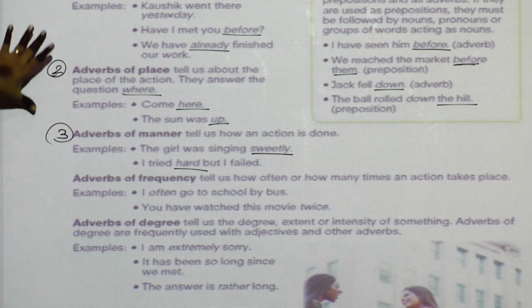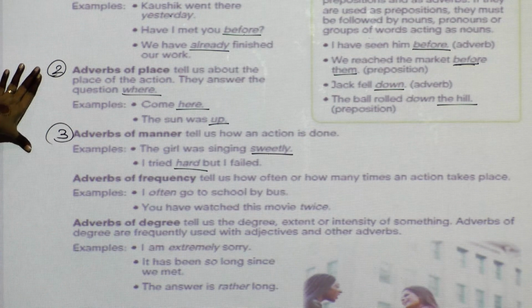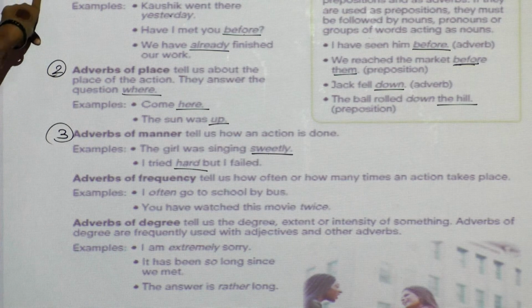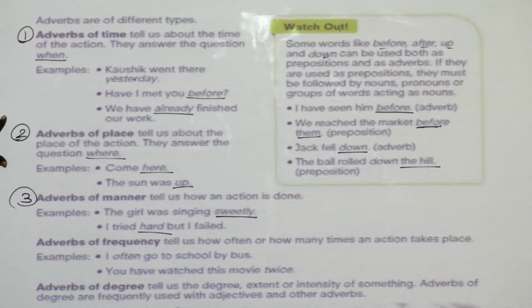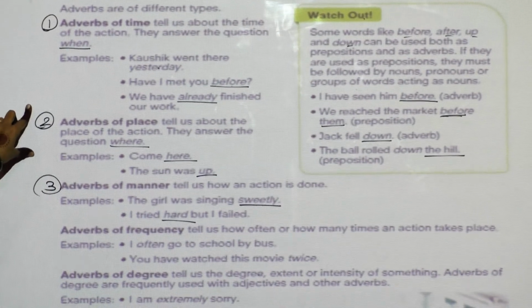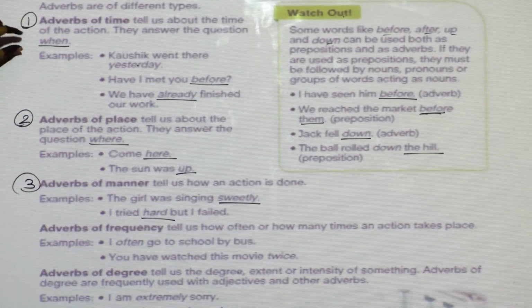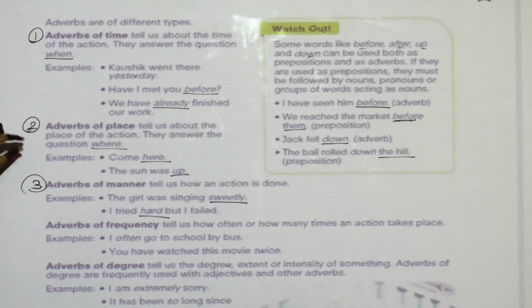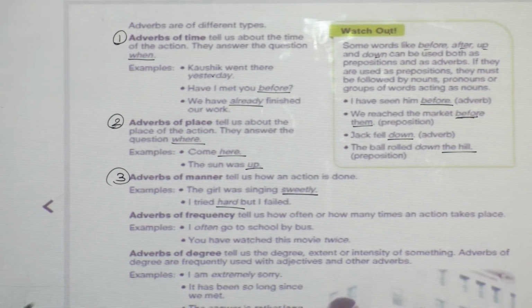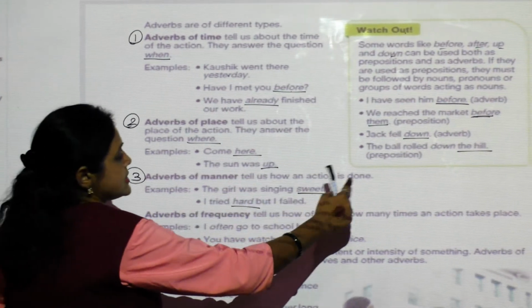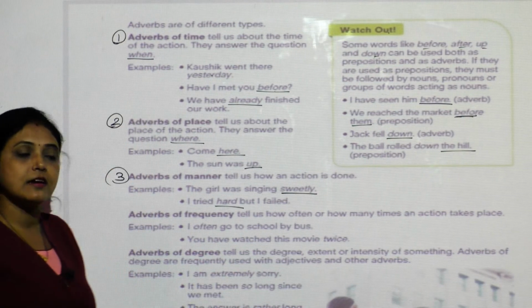We have done three types of adverbs. Adverbs of time, when you ask the question when. Adverb of place, where you ask the question where. See here, when means kab, where means kahan, and adverbs of manner, how, kaise. So adverb of manner tells us how an action is done.